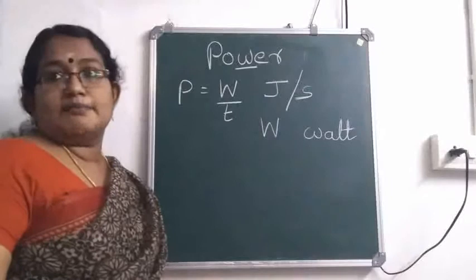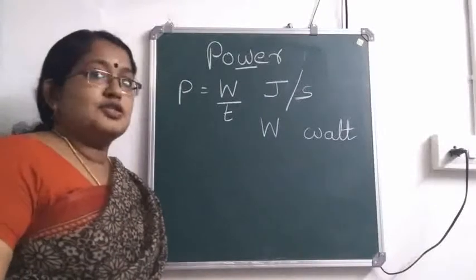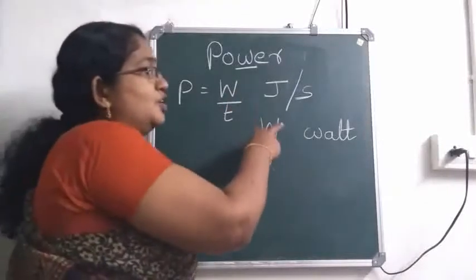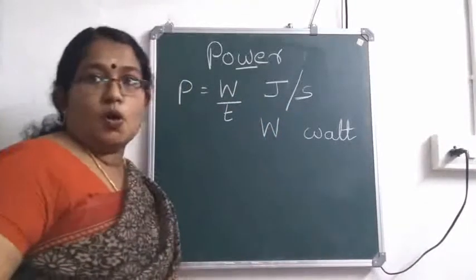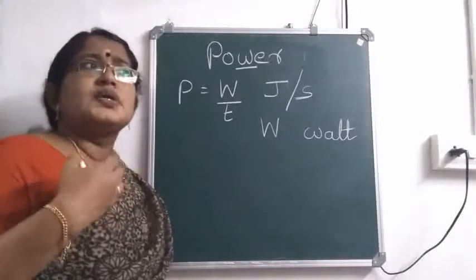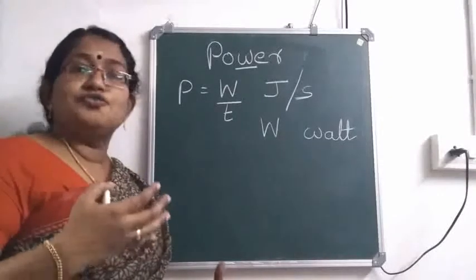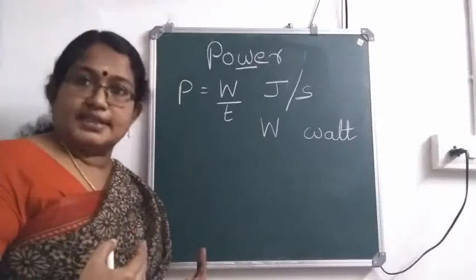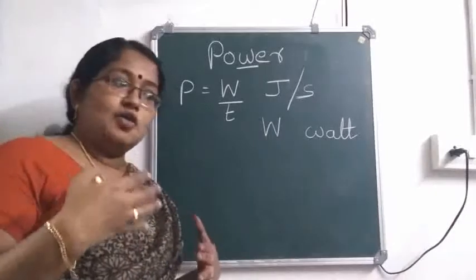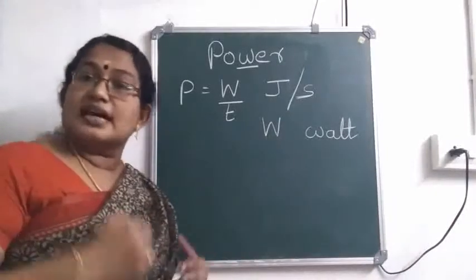So is it clear about power? Power is the rate of doing work. Its SI unit is joule per second or watt. Okay. Power actually says how fast the energy gets converted.